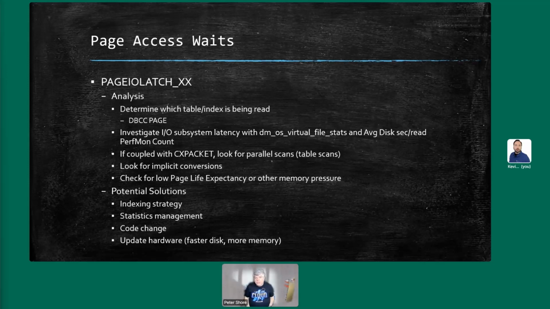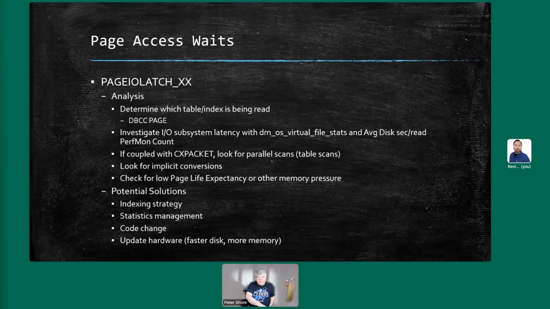Page IO latch: we can look at query plans, and we can also use DBCC page. We can determine what table and index is being read, and then we know what file it's in, and we can investigate the IO subsystem latency. Because while I said don't assume it's that to start with, I didn't say it isn't necessarily that.